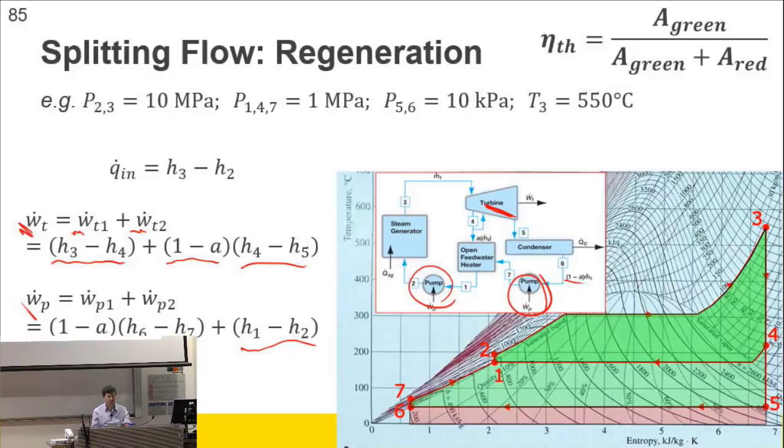So when you split your flow, you look confused. When you split your flow, you need to say how much mass is available to drive the turbine, or for your pump, how much mass do I need to drive using this pump? And it's not all of it, so it's something to be taken into consideration.